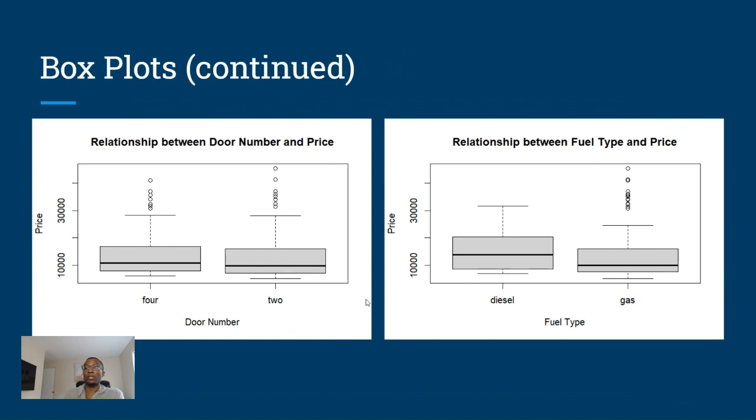And here we are showing the relationship on the left side between the door number of a vehicle and the price of the vehicle. Not a significant difference between those two, whether a four-door or two-door vehicle. However, we do observe that the price for four-door vehicles is slightly higher than the price for two-door vehicles. On the right side, we are observing that the price for diesel vehicles is going to be higher than the price for gas vehicles.